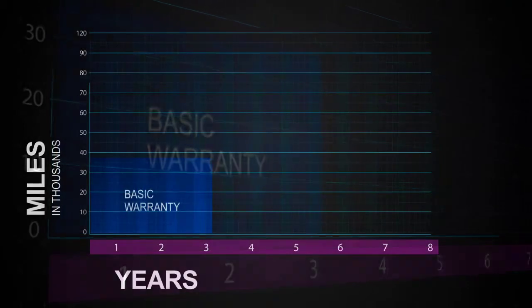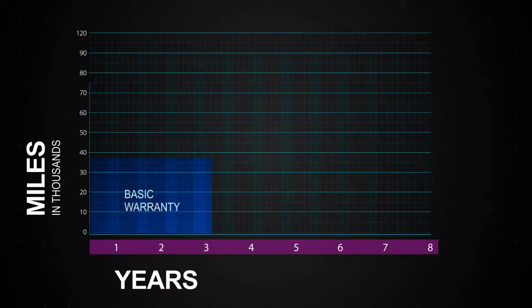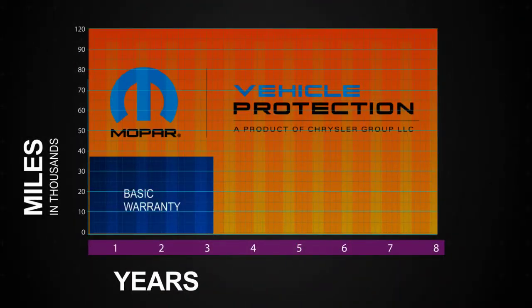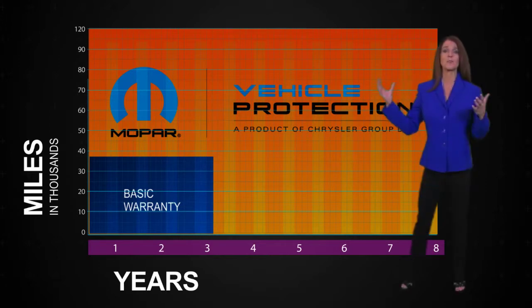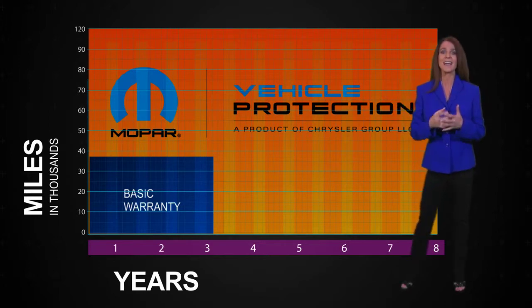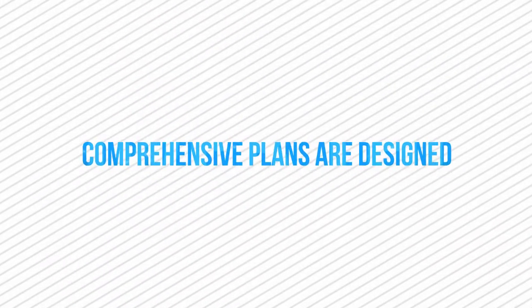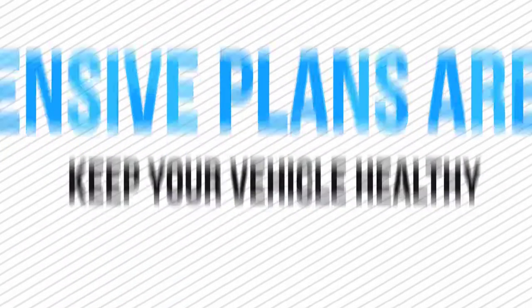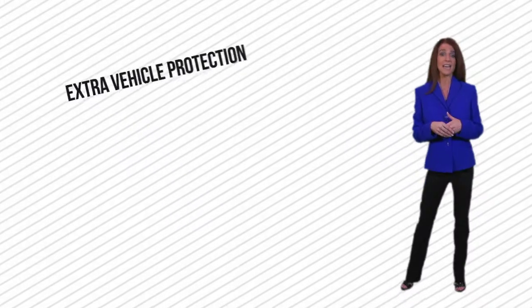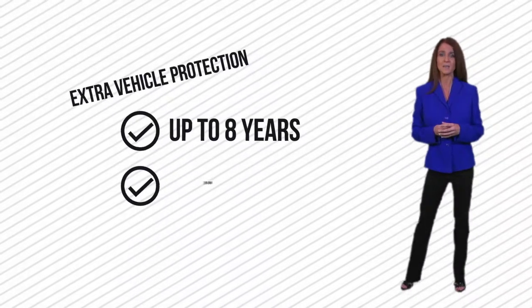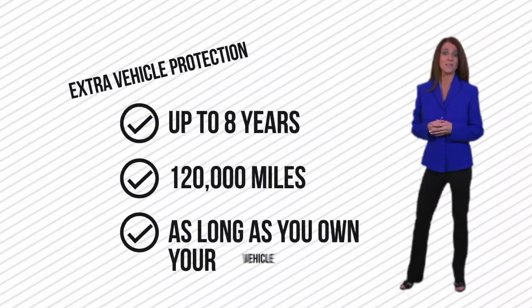Here's the basic factory protection plan for the 3-year, 36,000-mile limited warranty. The Mopar Vehicle Protection Plan, that's wrapped around your existing limited warranties and adds valuable benefits right now. Our comprehensive plans are designed to keep your vehicle healthy by providing extra vehicle protection for up to 8 years, 120,000 miles, or as long as you have that vehicle.